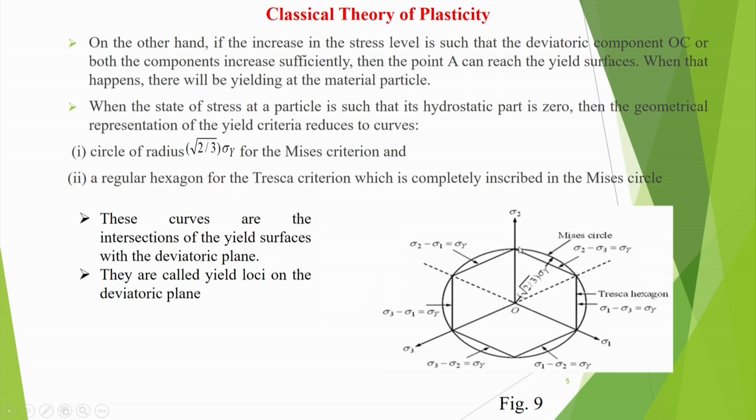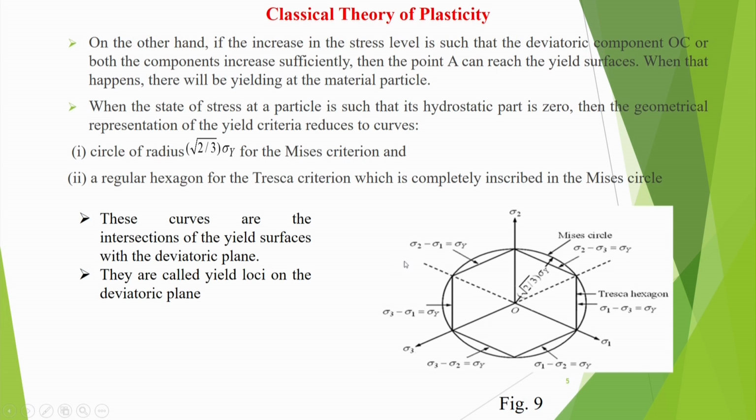You see this is a hexagon, and each of its six lines represents one type of equation. Here σ2 minus σ3 is equal to σy, σ1 minus σ3 equal to σy, σ1 minus σ2 is equal to σy. That means if any of these six conditions is satisfied, yielding will start.